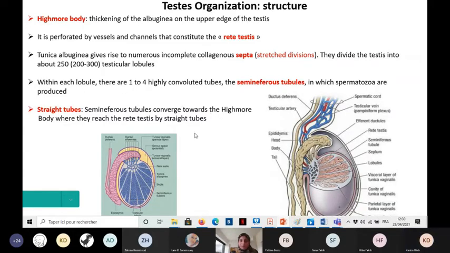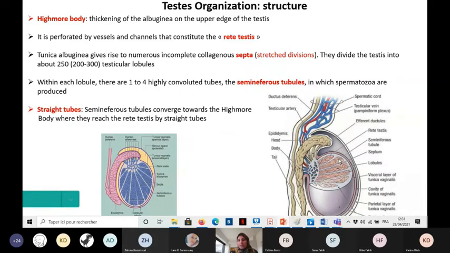Doctor, where are the seminiferous tubules located? Those in blue, or purple, here they are in pink. Those are the seminiferous tubules. Are they canals? Yes, they are channels.